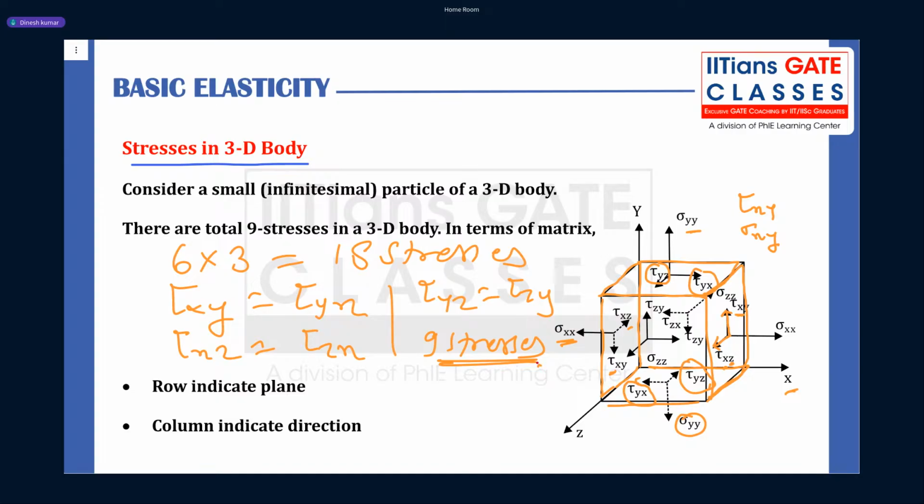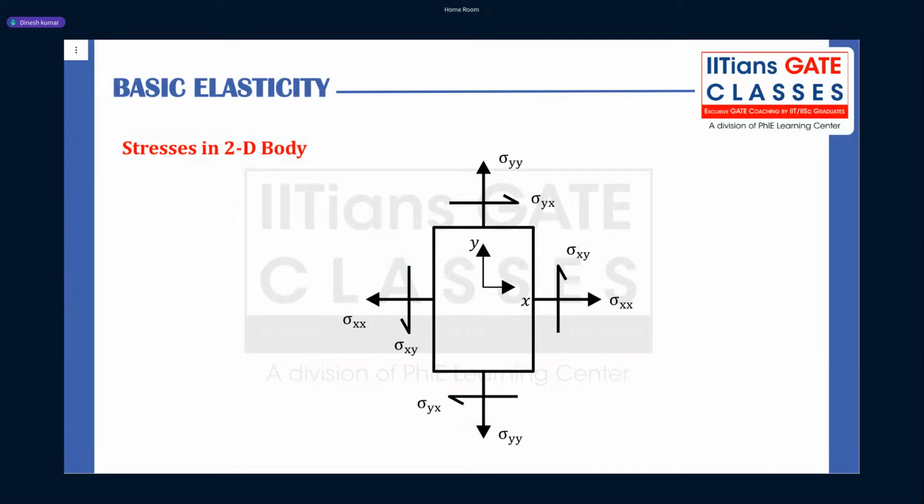And in the same way, out of 18 we already know that on the opposite faces your normal stresses are the same, like you can see sigma xx on the negative back plane and front plane. So a total of 9 stresses are independent. Now guys, this can be written in a matrix form. So how can we write it in matrix form?